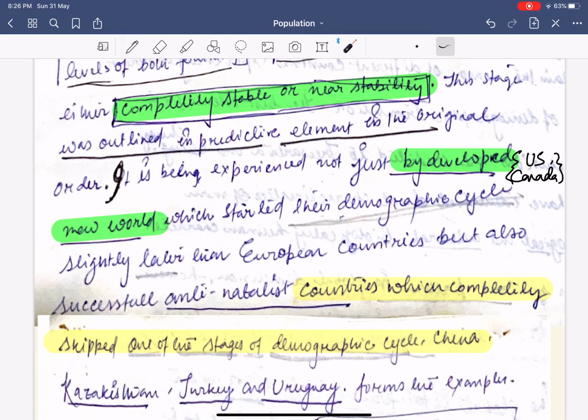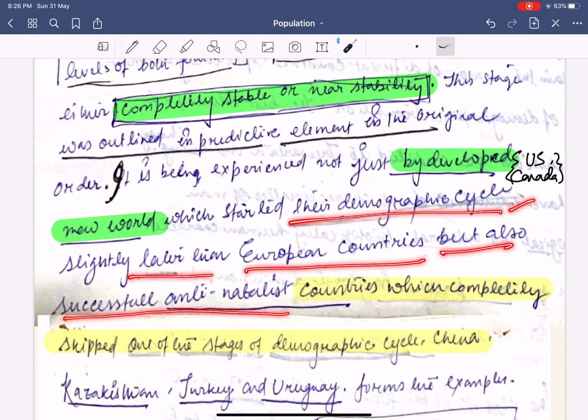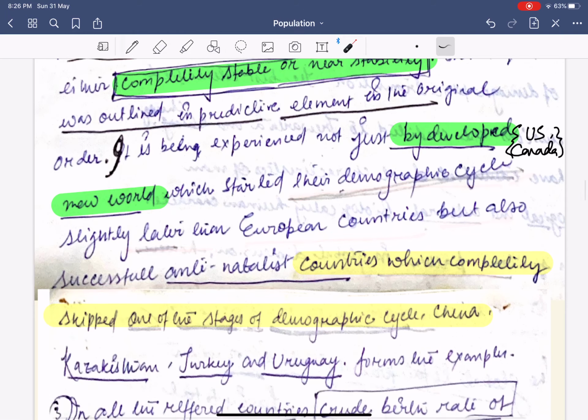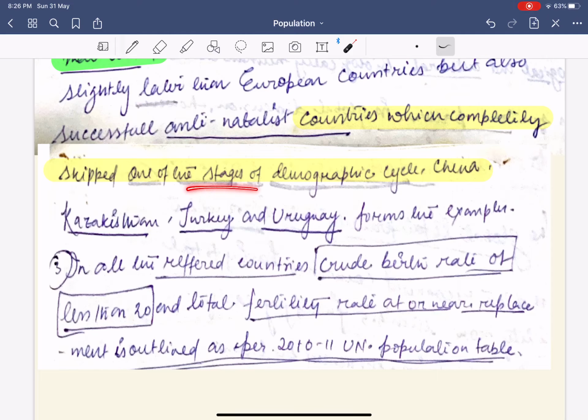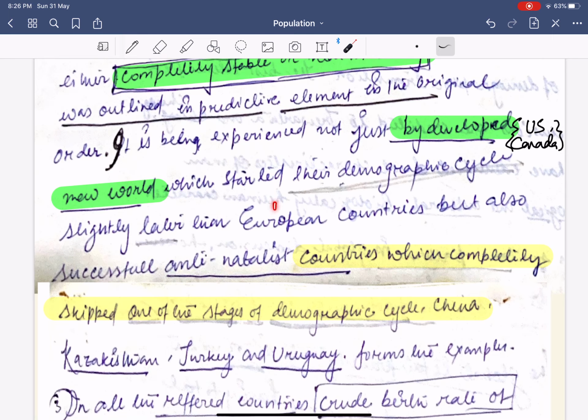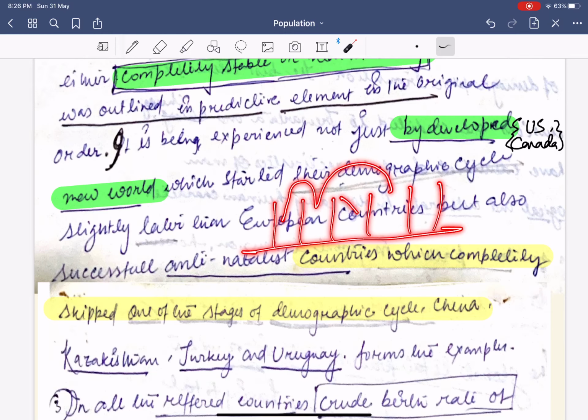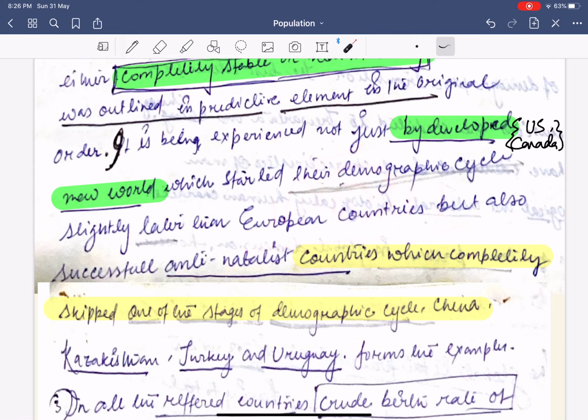What do we mean by the developed new world? The developed new world is nothing but the US and Canada, which started their demographic cycle slightly later than the European countries. It is also experienced by successful antinatalist countries which skipped stages of the demographic cycle, such as China. We have already said there were five stages, but China went through the first stage, the second stage, and then totally moved out of the third stage because of its one child policy, and directly jumped to the fourth stage.